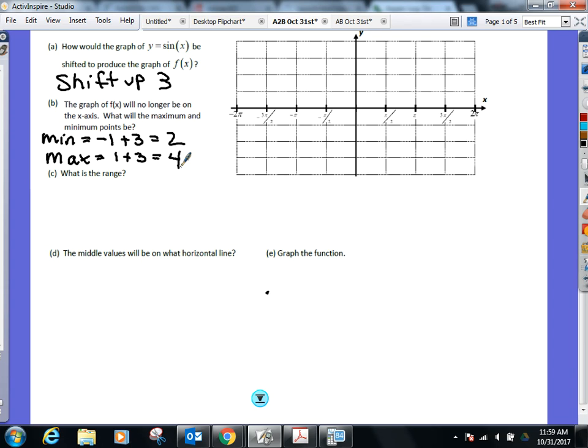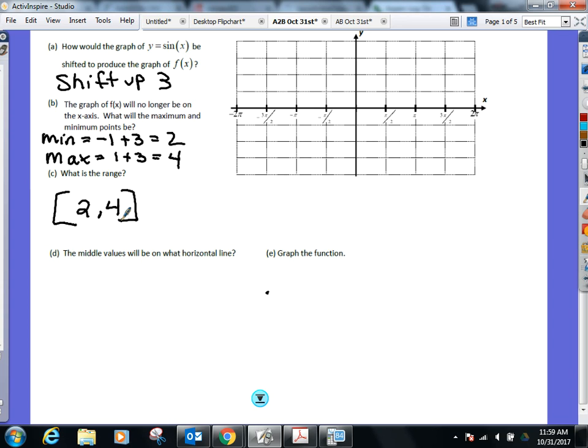Need somebody. You got the easy part. What's my new range if I know my maximum and minimum? 2, 4 with brackets. Yep. Minimum always comes first, by the way. We got a little confusion with that in third period.